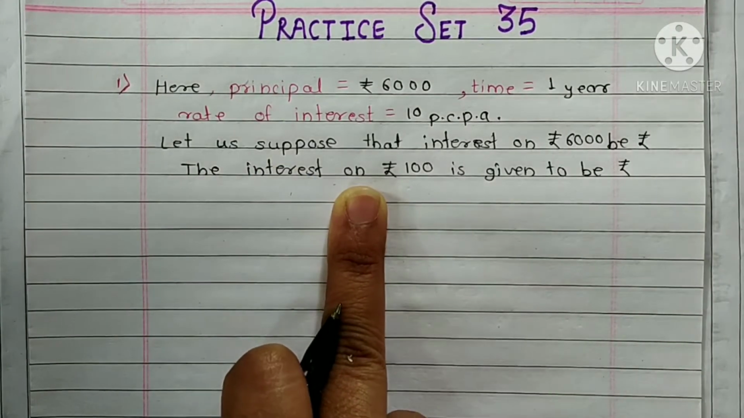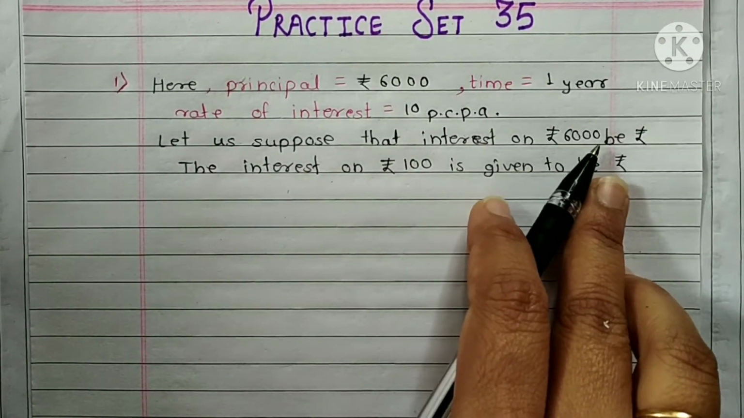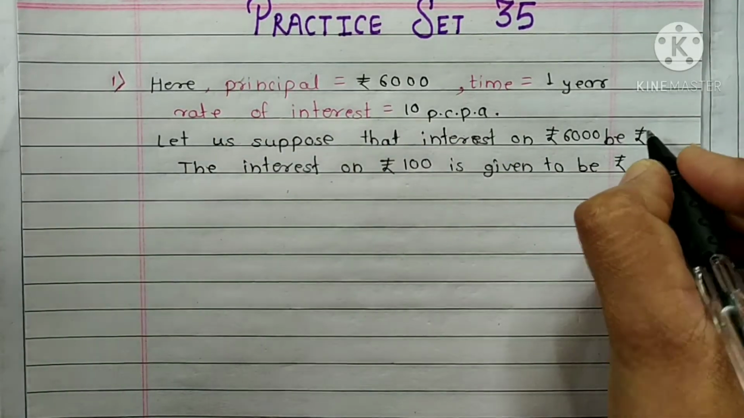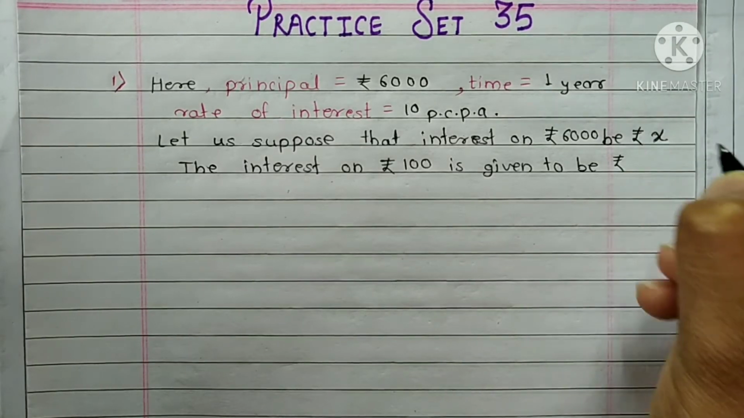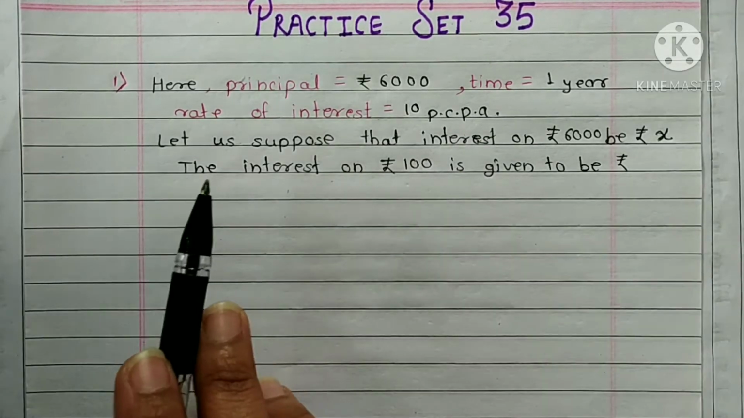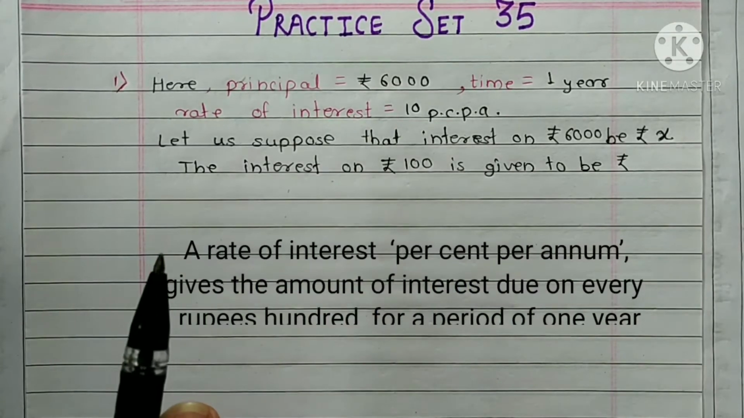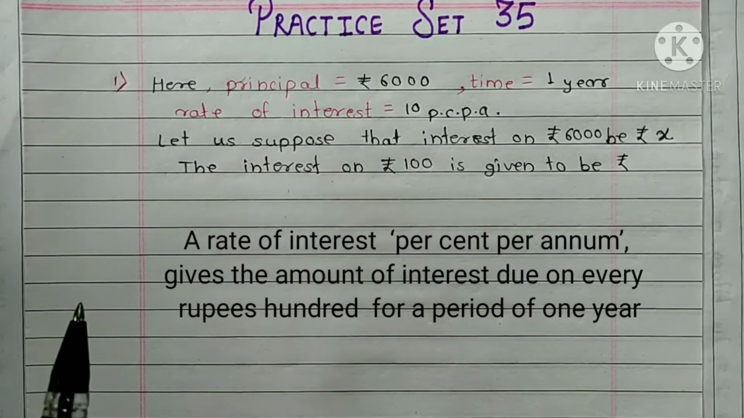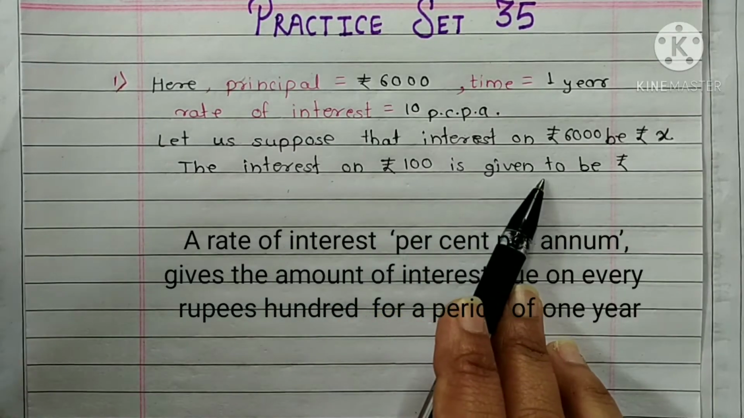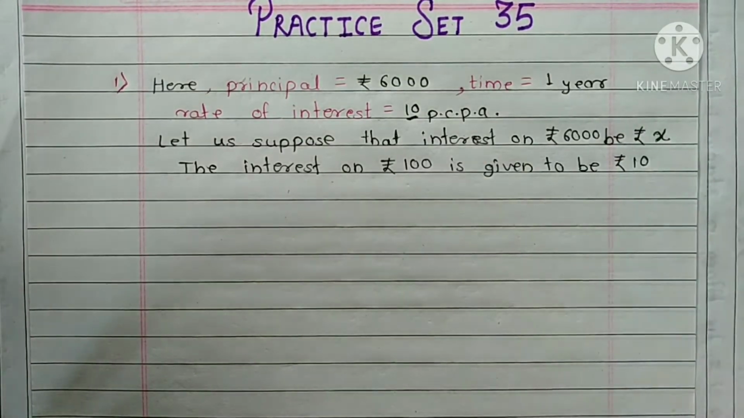See here how to calculate. Let us suppose the interest on rupees 6,000 is what we have to calculate, so suppose a variable for interest, that is X. Now the interest on rupees 100: you know that a rate of interest percent per annum gives the amount of interest due on every rupees 100 for a period of 1 year. So the interest on rupees 100 is given by the rate, 10, that is, rupees 10.